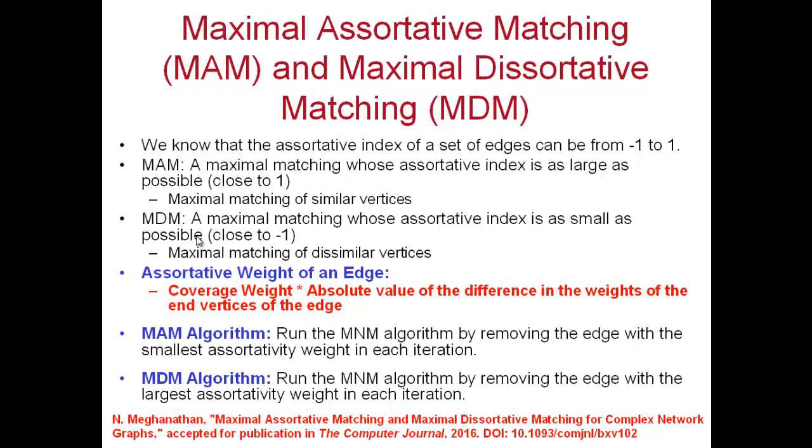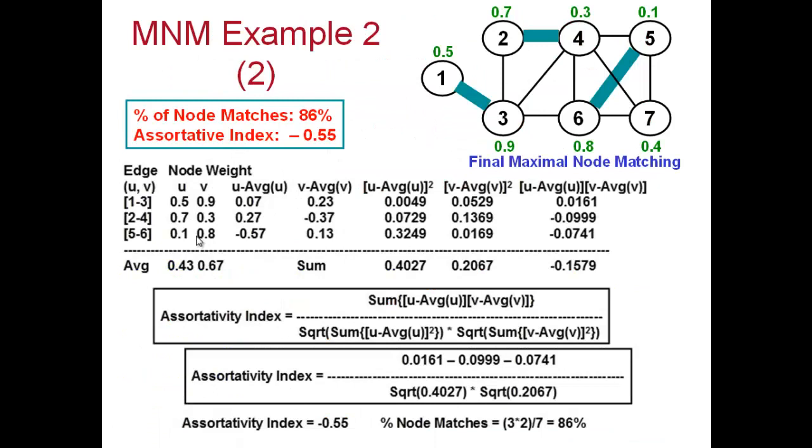And a maximal dissortative matching is, again, pick the set of edges such that the end vertices are as different from each other as possible. And among such set of edges, we want to find a maximal matching, the set with as many edges as possible. So the objective for maximal node matching that we did earlier is only to maximize the set of edges that we pick, and we don't really consider the node weights. So picking the set with the maximum number of edges was our primary and only objective.